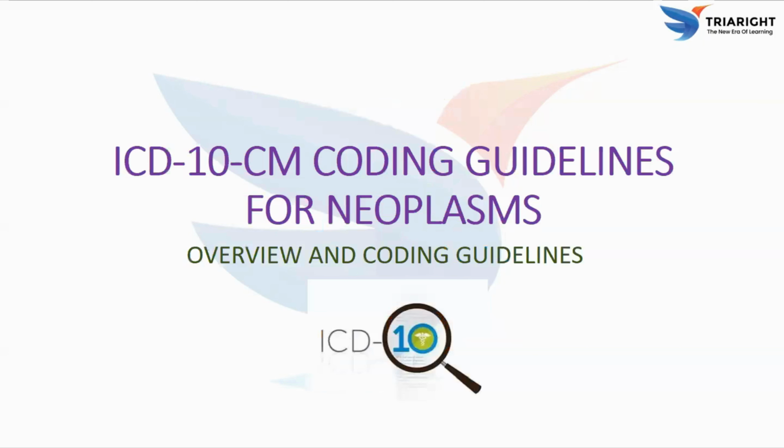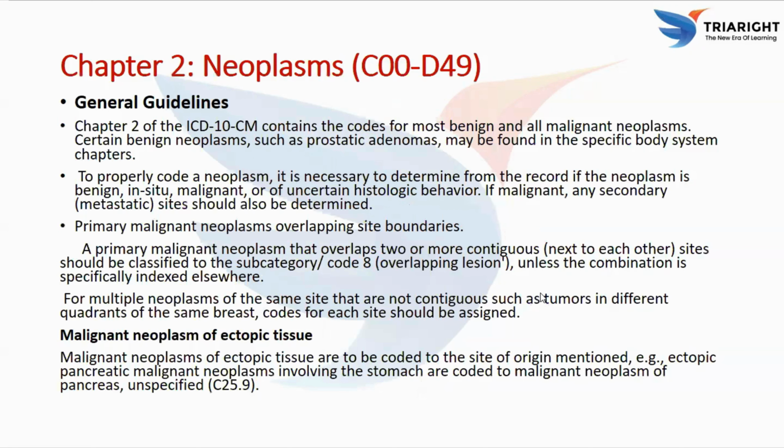Today in this video, you're going to learn about the Chapter 2 ICD-CM guidelines about neoplasms. Chapter 2, neoplasms, has the code series C00 to D49. So what is Chapter 2 in ICD-CM? Chapter 2 of ICD-CM contains codes for neoplasms, that is, tumors.